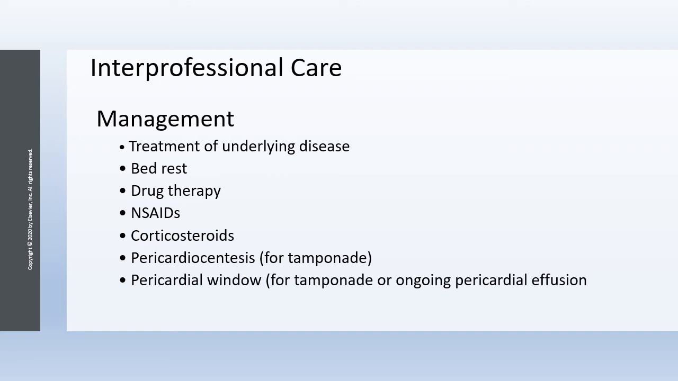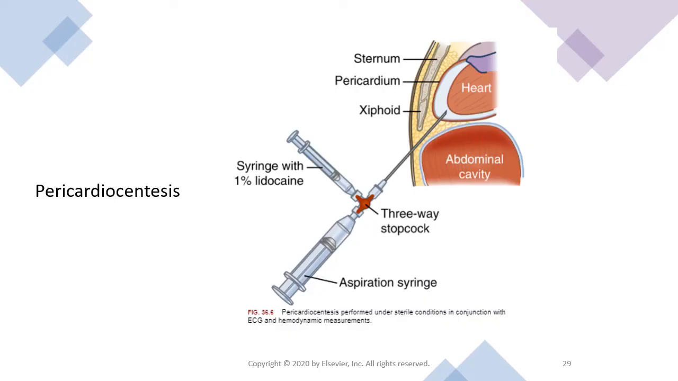Management is aimed at identifying and treating the underlying problem and the symptoms. Antibiotics treat bacterial pericarditis, and nonsteroidal anti-inflammatory drugs, or NSAIDs, control the pain and the inflammation. Corticosteroids are used for patients with pericarditis from systemic lupus erythematosus, patients already taking corticosteroids for autoimmune conditions, or patients who do not respond to NSAIDs. They are used cautiously because of their many side effects.